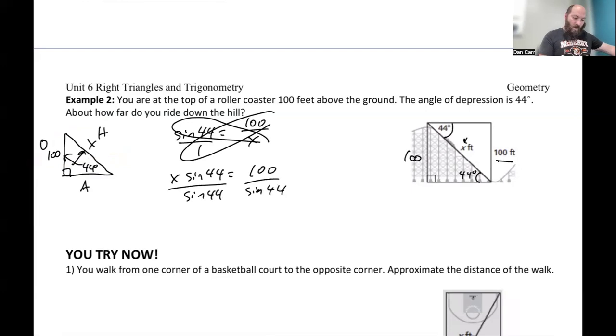Okay, so it says about how far. It does not say what we want to round it off to. So I'm just going to say X is about 143.96 feet, or about 144, I guess.